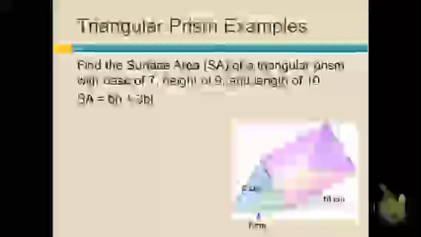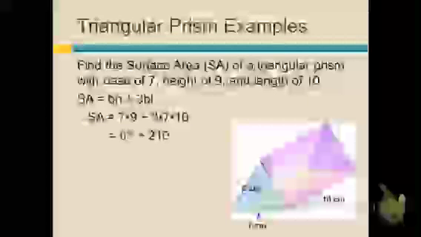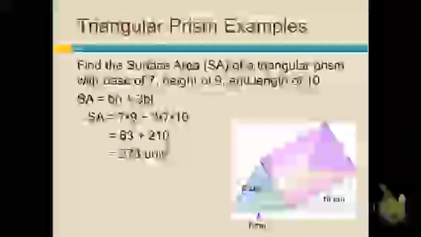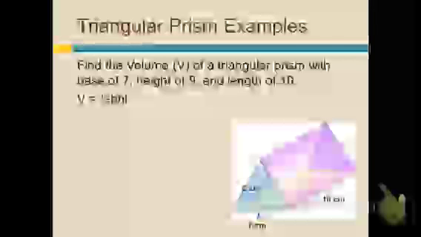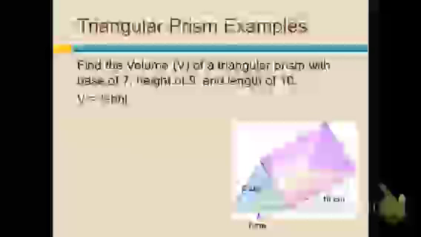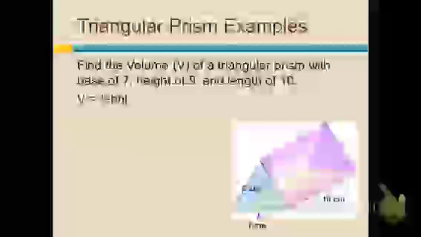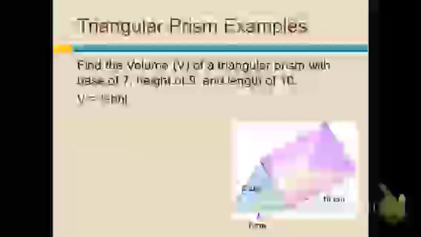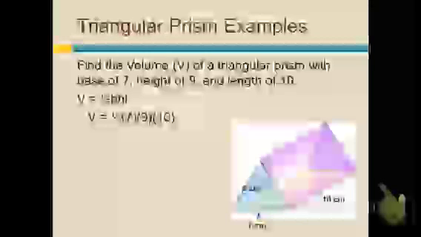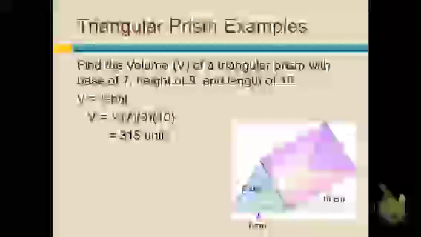So for this particular prism, I would substitute 7 for base, 9 for height, and 10 for length, simplify, and find that I have an area of 273 units cubed. To find the volume of this same shape, I would use the formula the volume equals 1/2 the base times height times length. So this first part of the equation is really the area of a triangle. When I multiply that by the length of the prism, I get the entire volume. So I would substitute 7 for base, 9 for height, 10 for length, simplify, and find that I have 315 units cubed.